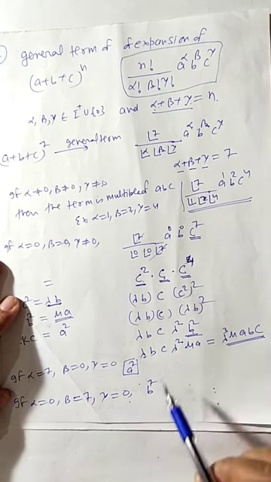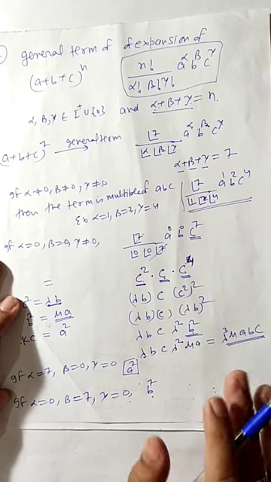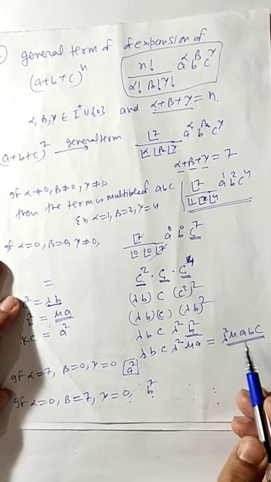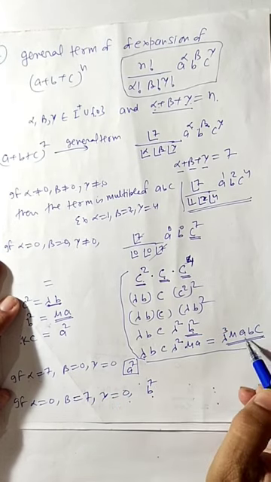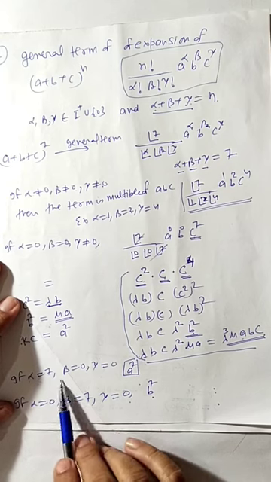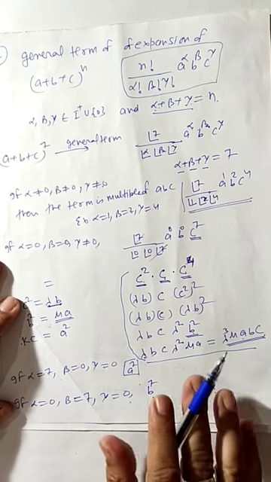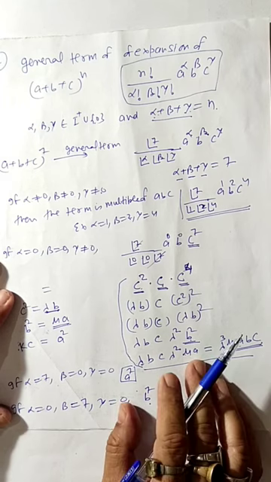In a similar manner, we can show that a power 7 and b power 7 are also divisible by ABC, just as we did for c power 7. In the same manner, a power 7 and b power 7 will also be divisible by ABC. Now come to the third case.